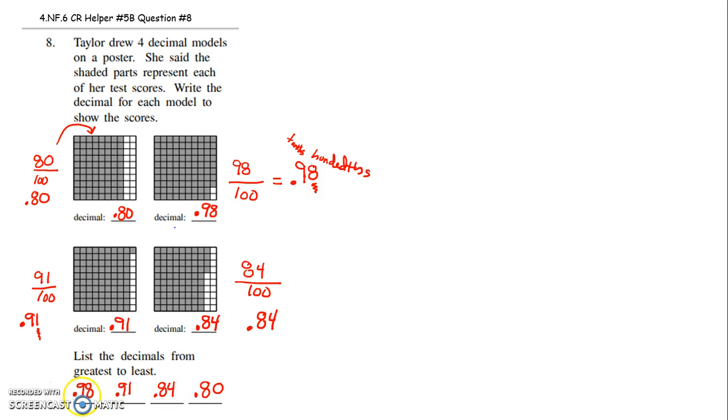And we just compare our place values. 9, and then 8. 9 and then 1 is less than 8. This 8 less than 9. And then this 8 less than 8 because this one ends in a 0. That's 4. And I like to think of it as money. 98 cents, 91 cents, 84 cents, 80 cents.